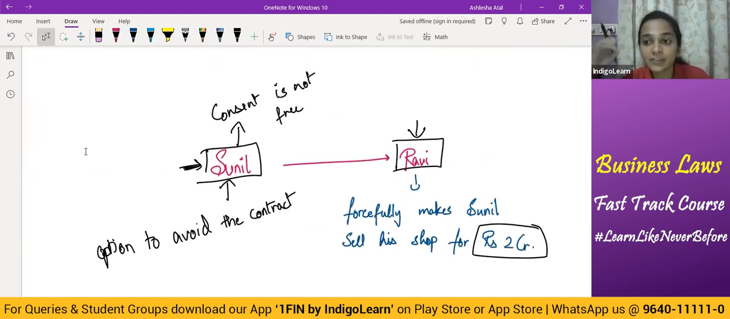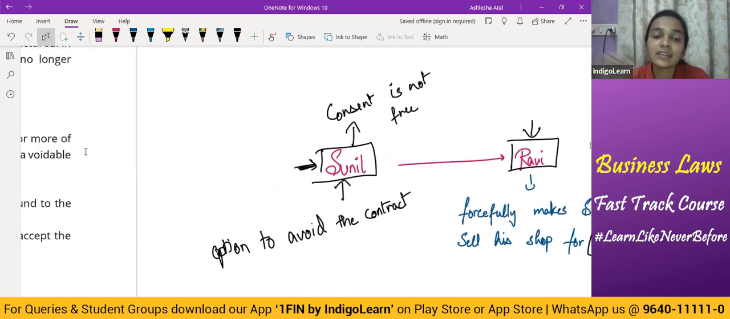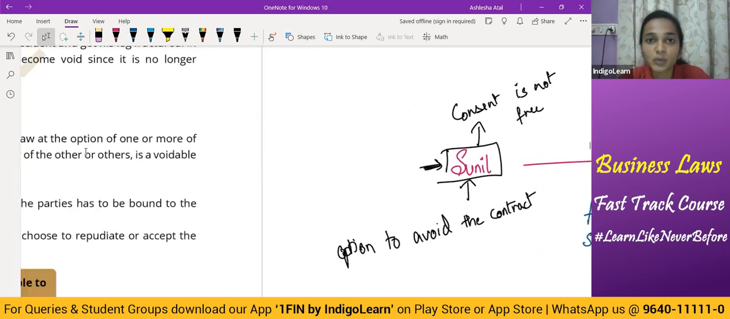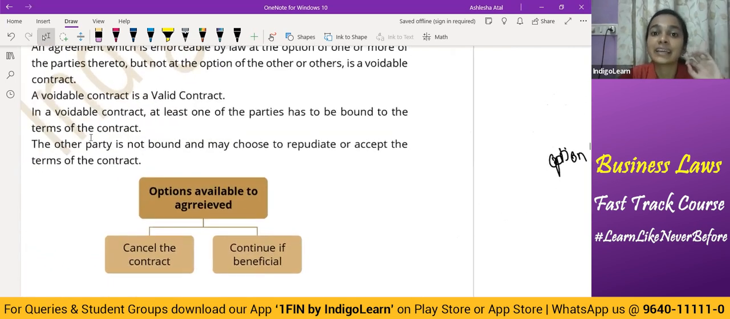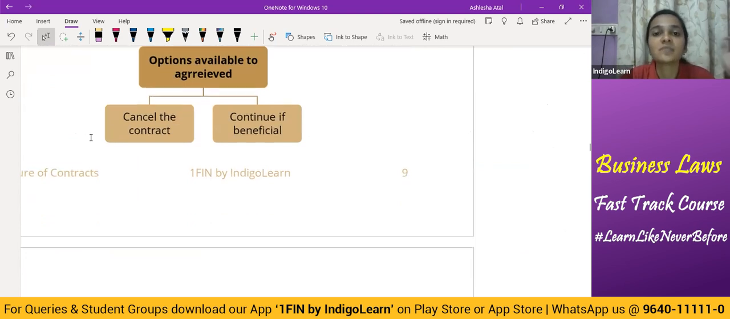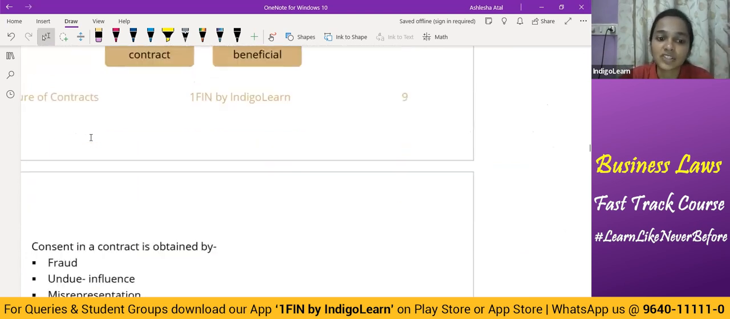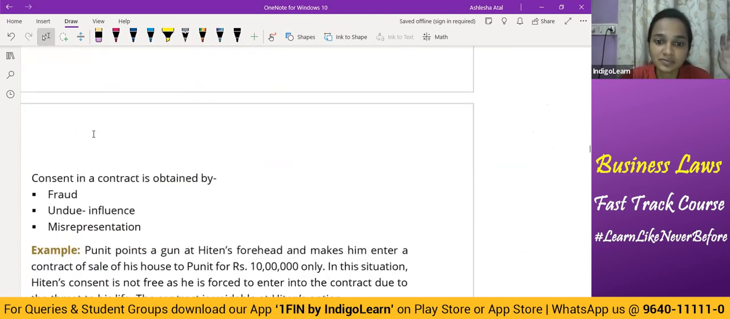the shop was anyway going to be demolished and he would get only 1 crore from the government. So Sunil decides to continue with the contract because this contract was more beneficial. Though he forcefully entered into this contract, it was more beneficial for him. So it is completely the aggrieved party's discretion what they want to do. They can either cancel the contract, that is avoid the contract, or they can continue with the contract if the contract is beneficial. Clear? Is this clear?